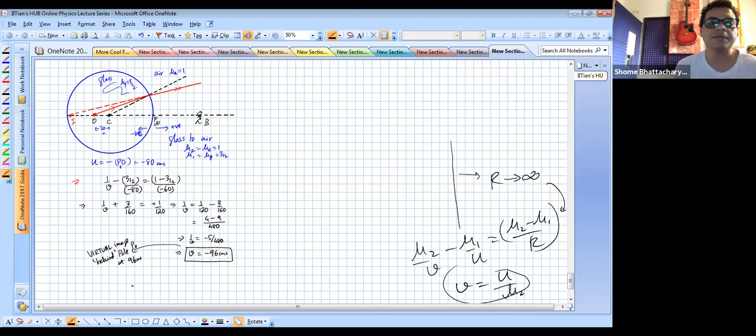So you can think of the real depth apparent depth formula now as a special case of this, where the surface is not spherical, it is plane. So you're making its radius tend to infinity. Okay. So it's really the other way around.